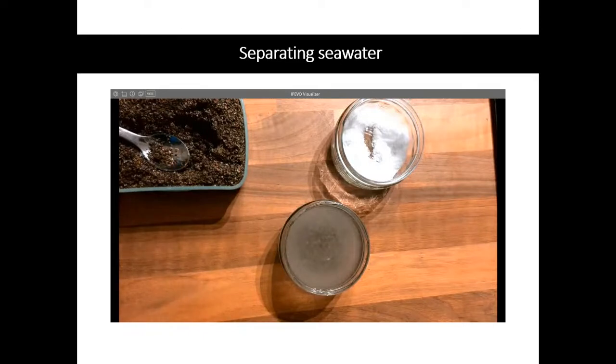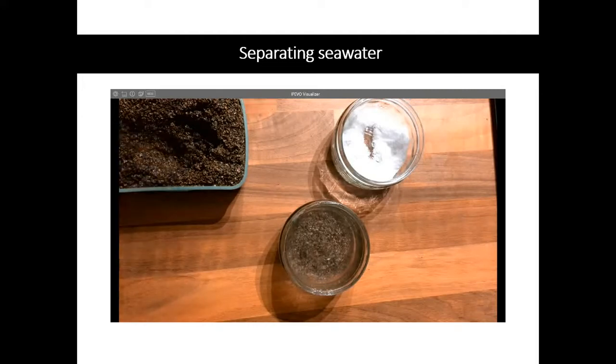Just let everything settle a second so you can see that I've got a clear solution, with my sand particles at the bottom and my salt and water mixture. So that's my seawater sample. That's the first thing you need to create.